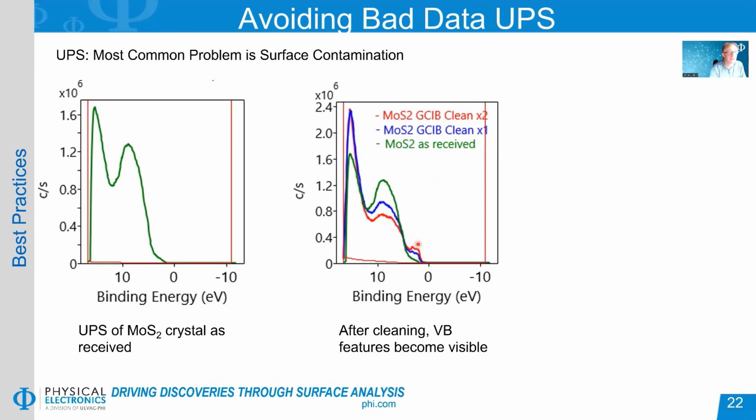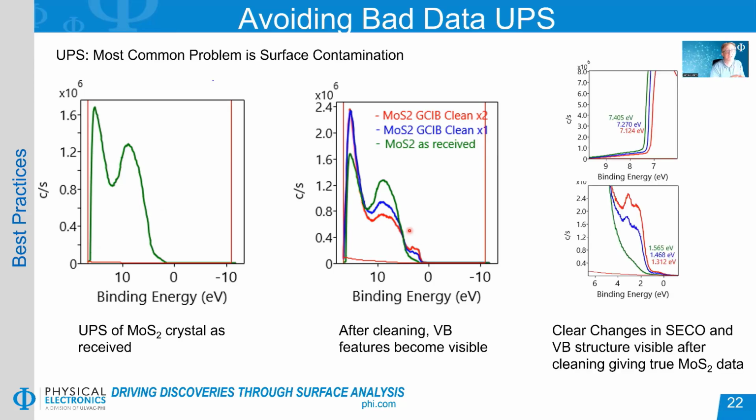And you can see that down here in the valence band region, we get structure where there was no structure before. And it turns out this is from the d orbitals in the molybdenum and the p orbitals of the sulfur. And that is the expected structure that we should see for molybdenum disulfide.